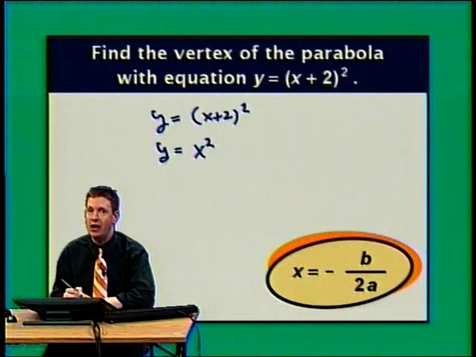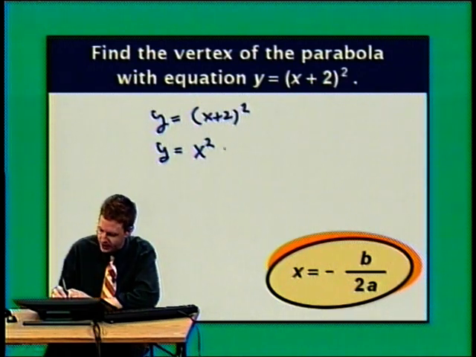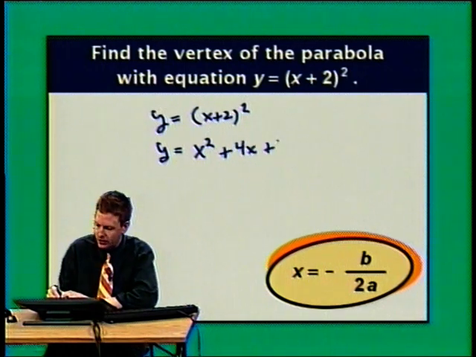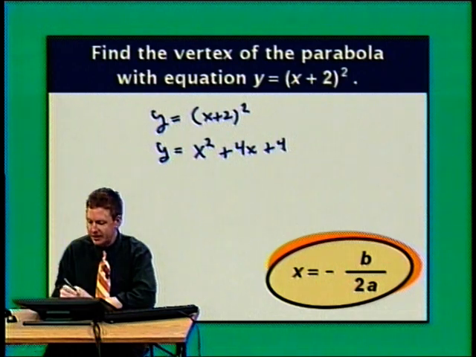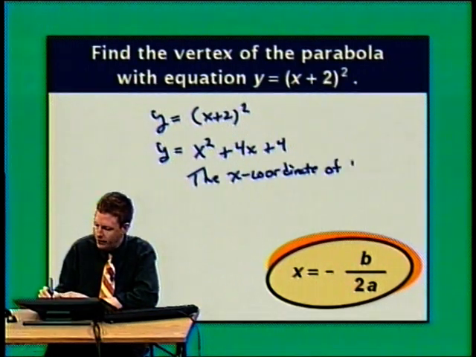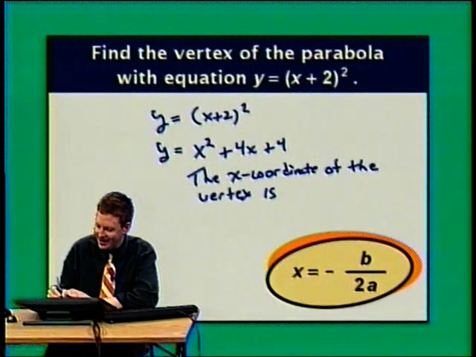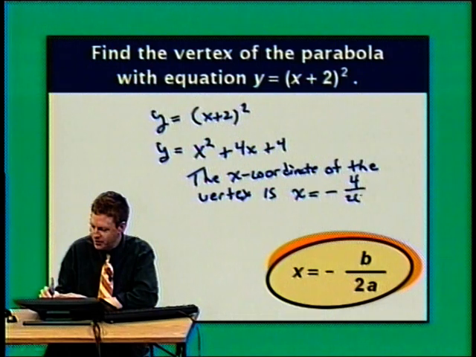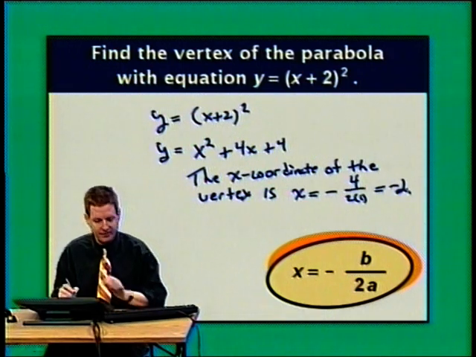So that's 2 times x times 2, which is 4x. And then I need to add the last term squared. So that's plus 4. So this gives me that the x-coordinate of the vertex is x equals the opposite of 4 over 2 times 1, which is negative 2.